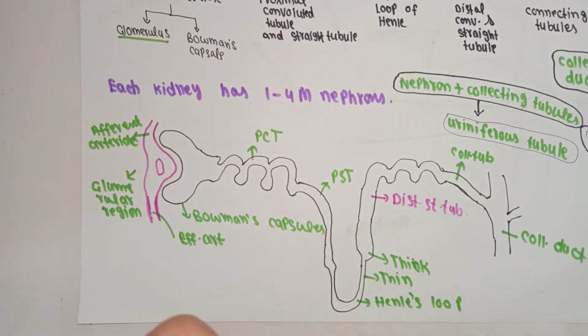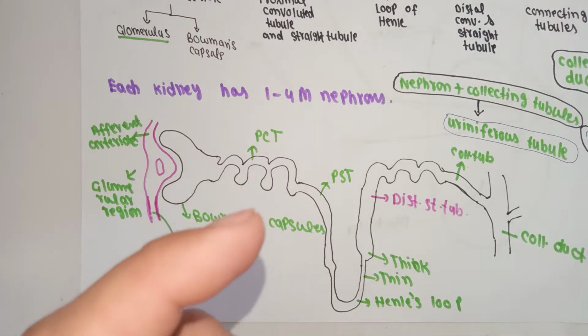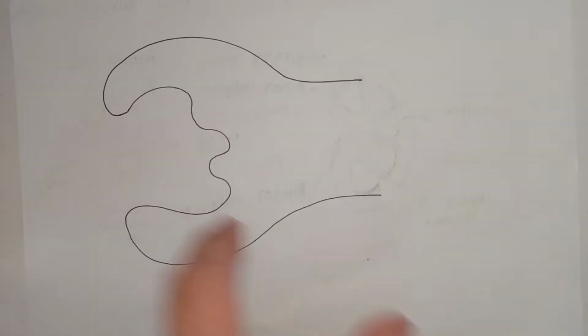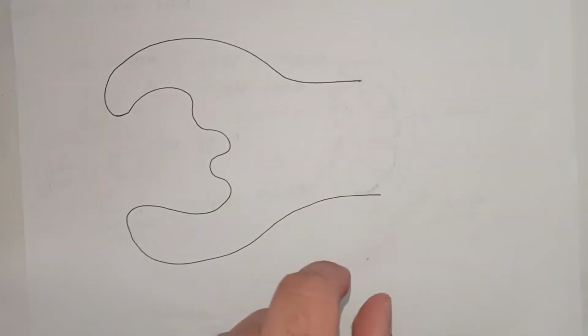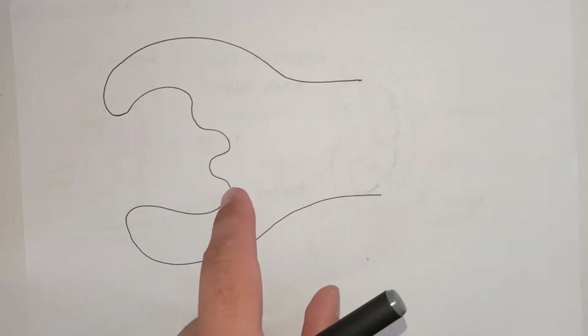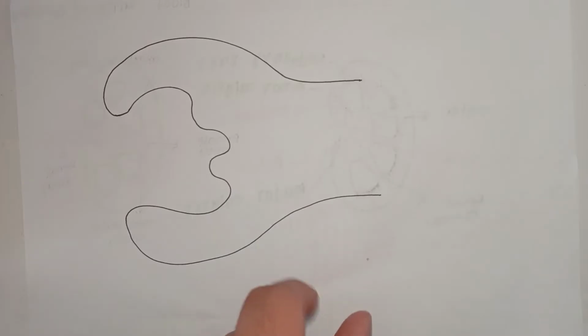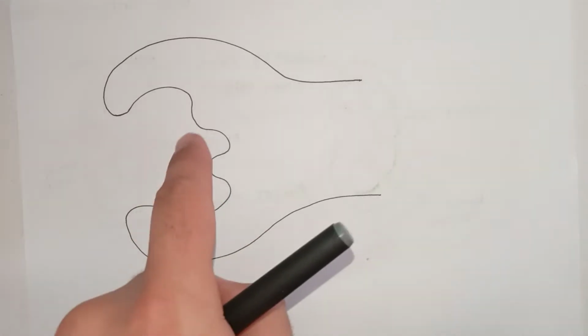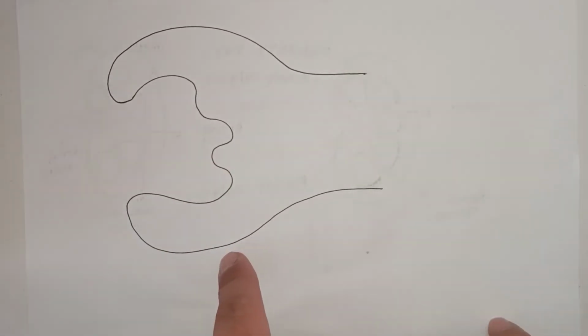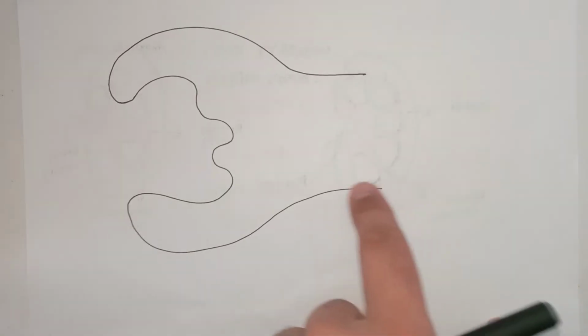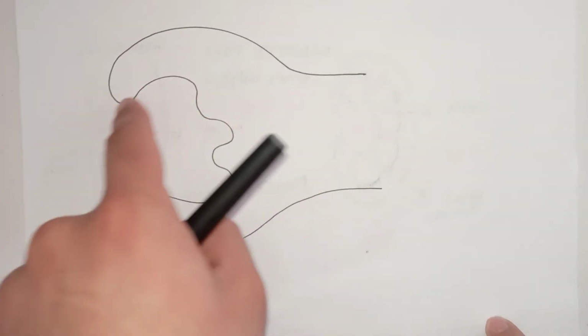Now we will discuss what is Bowman capsule. So dear student, this is Bowman capsule. It is also called the glomerular capsule, and it is a double-walled structure. It consists of two layers. One is the parietal layer. This is actually the basement membrane I have drawn now.